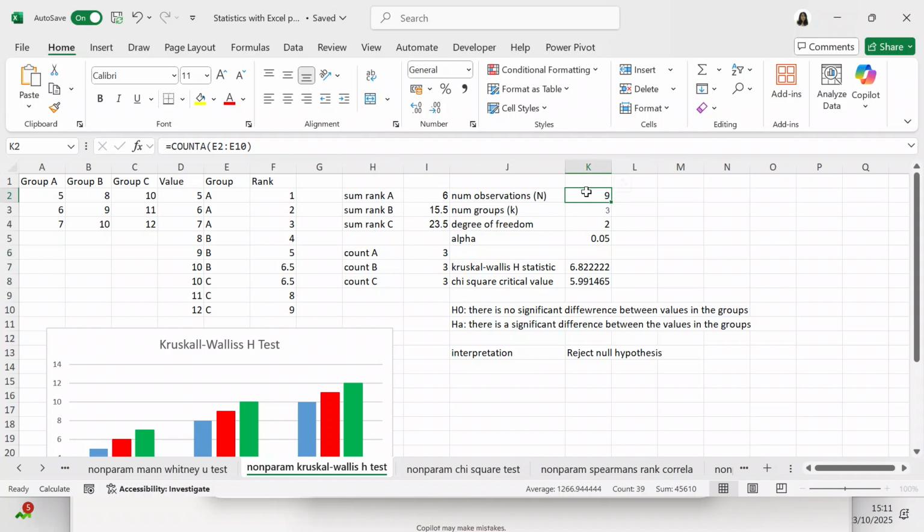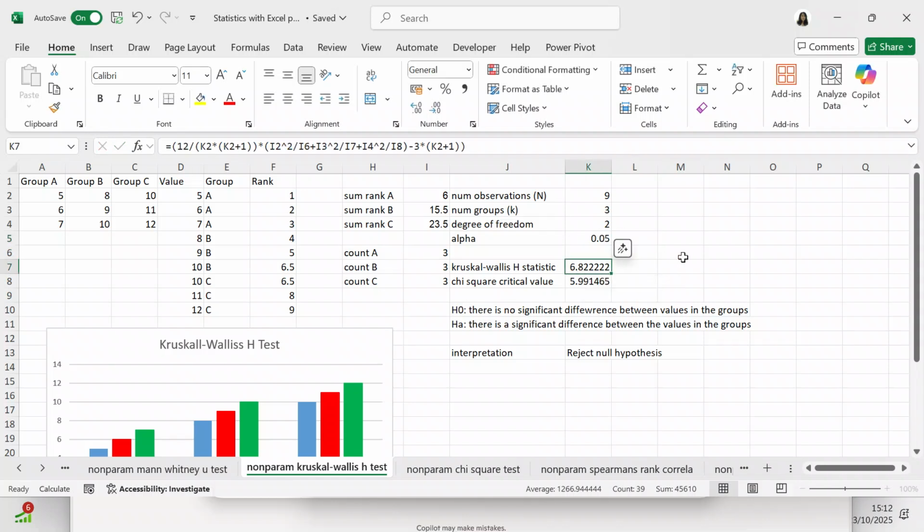That's COUNTA, E2 to E10. The number of groups is K, which is going to be COUNTA, UNIQUE, E2 to E10. Then we have the degrees of freedom, which is K, 3, minus 1. So 3 minus 1 is your degrees of freedom. Your alpha is going to be 5%, which is also your significance level.